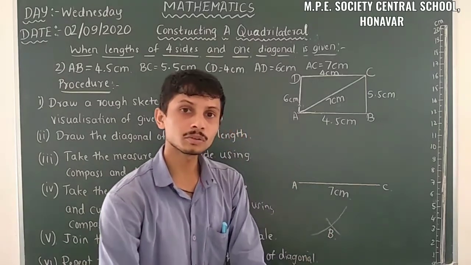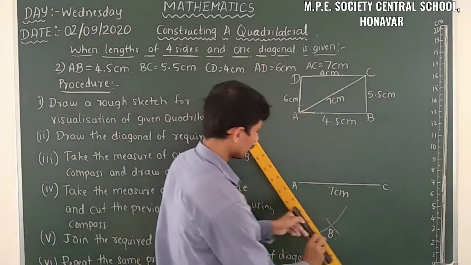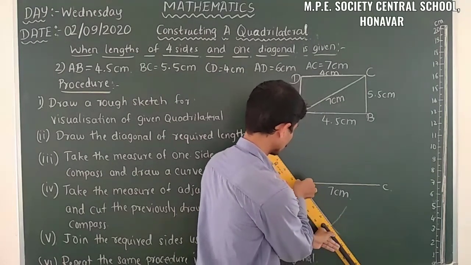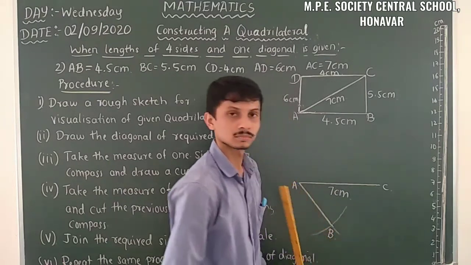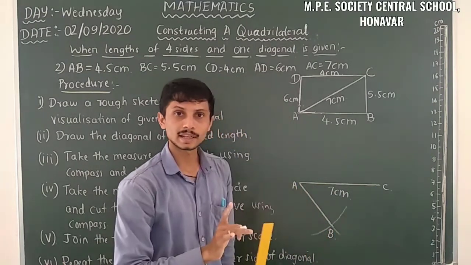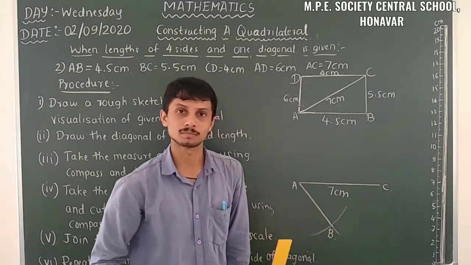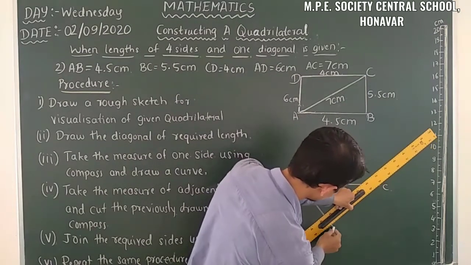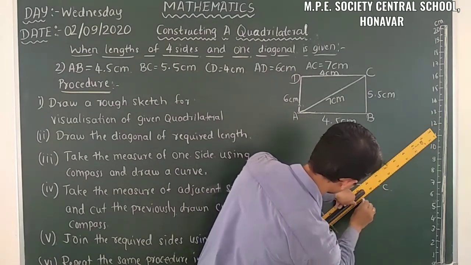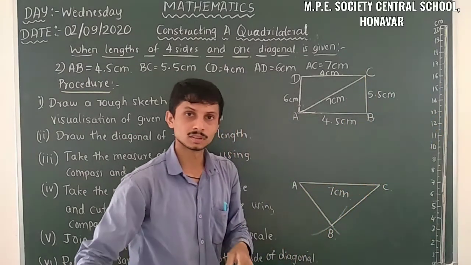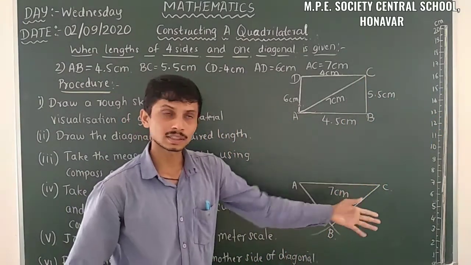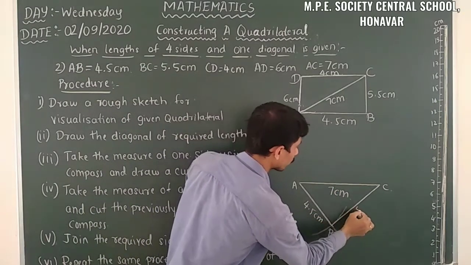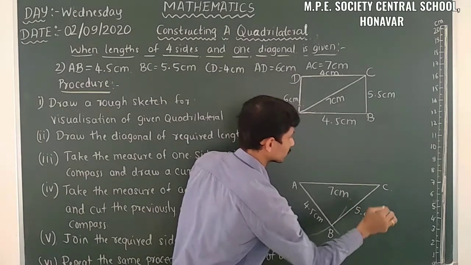Then what you have to do, join all the sides. Here firstly I will join AB. Join end to end only, like this. Here it stops. After that, join BC. Here I will join BC. After that label the sides, that is AB is 4.5 centimeter and BC is 5.5 centimeter.